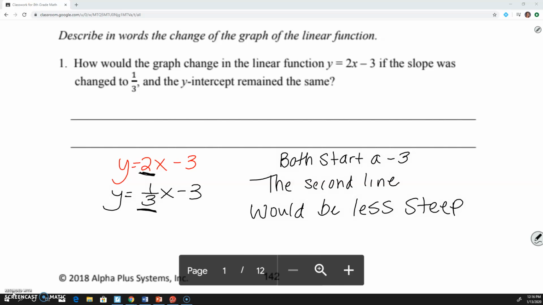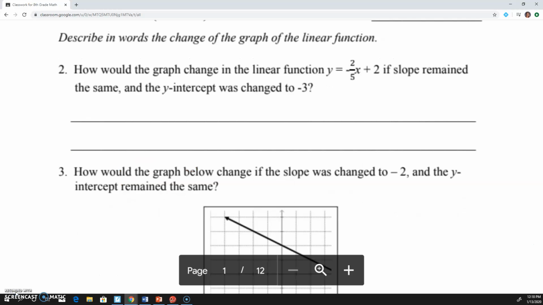1/3 is less steep. Okay, number 2 says, how would the graph change in the linear equation? So they give you this equation, y equals -2/5 x plus 2. The slope remains the same, but the y-intercept changed to -3. So the slope's the same, the y changed to -3. So you would say, the slope's the same.